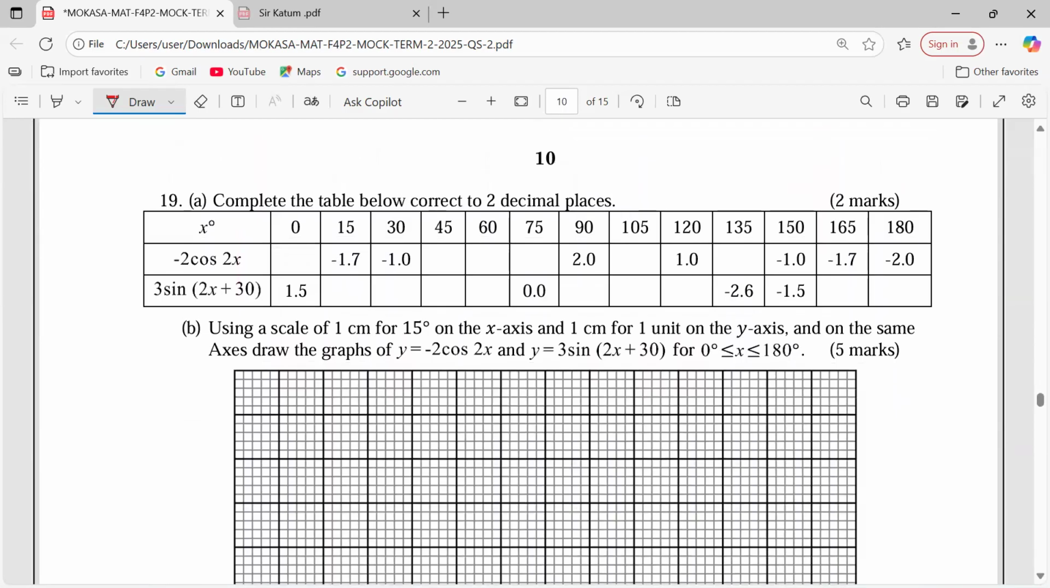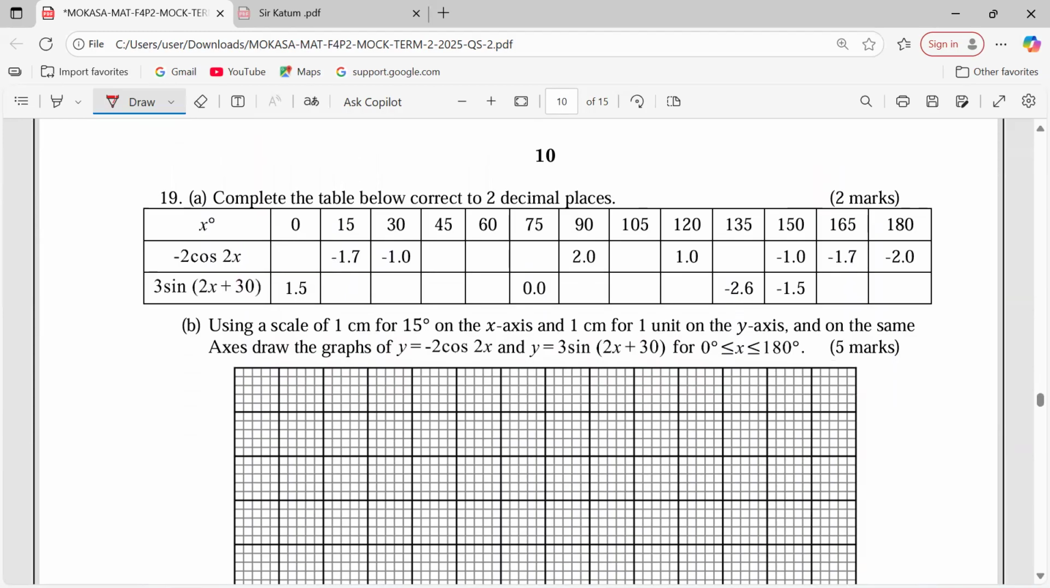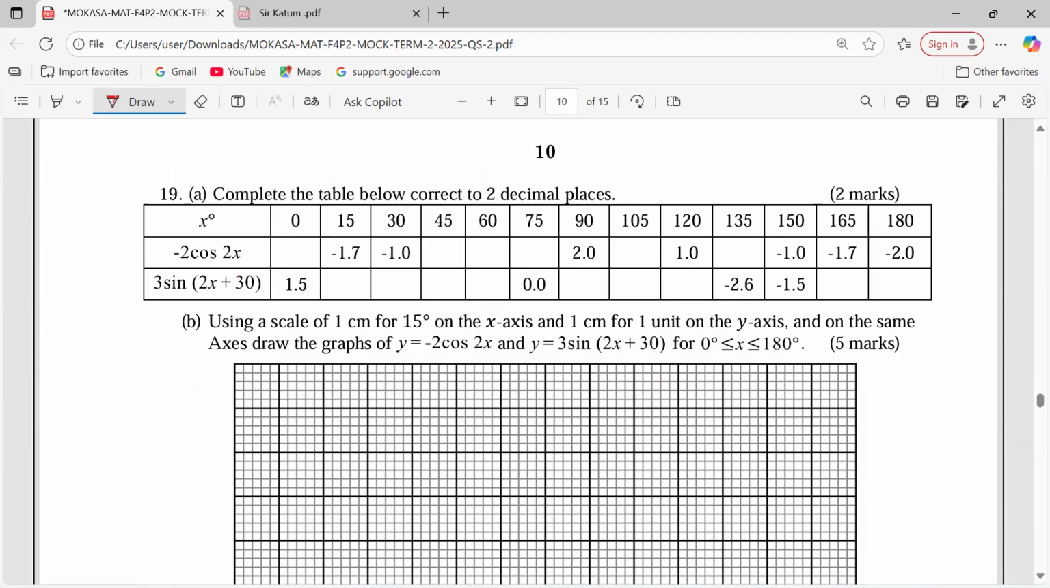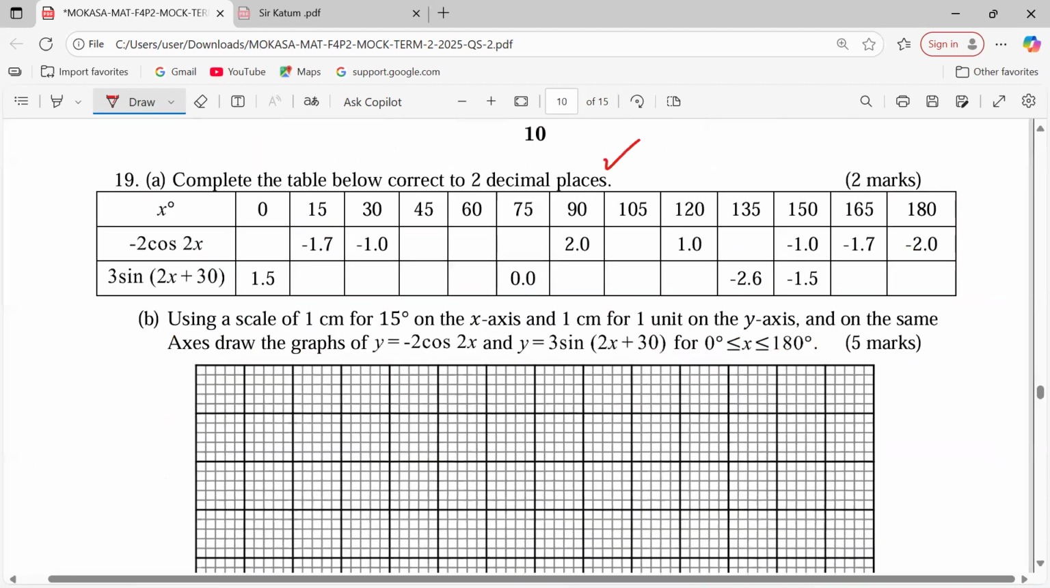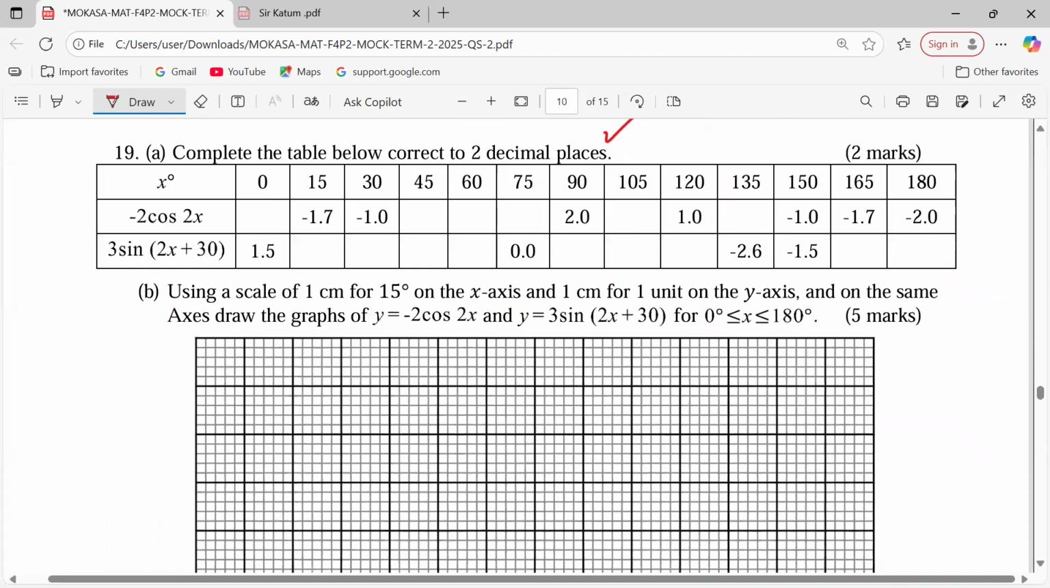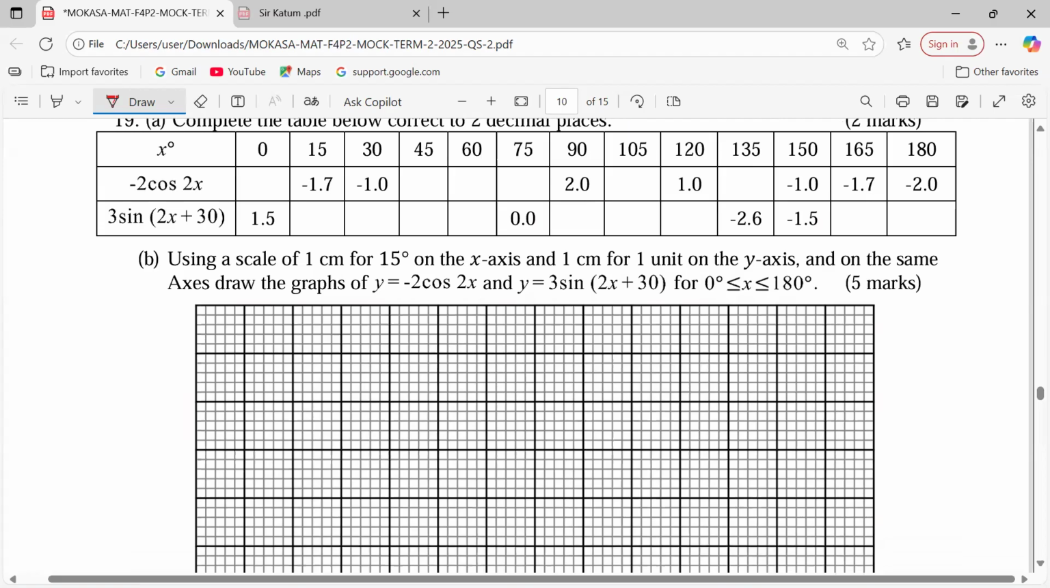Complete the table below, correct to 2 decimal places. We are supposed to adhere to the instructions on the decimal places. Even though the examiner has filled some of the coordinates in 1DP, you are not evaluating the examiner, the examiner is evaluating you. So you're supposed to be very keen. Don't be carried by what the examiner has written. Follow instructions up to the letter.